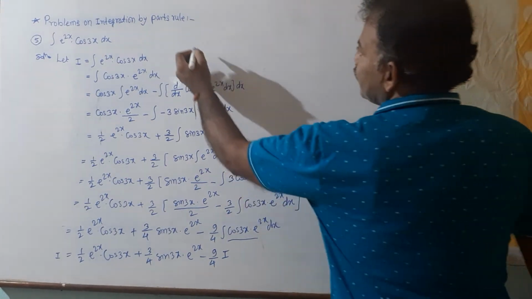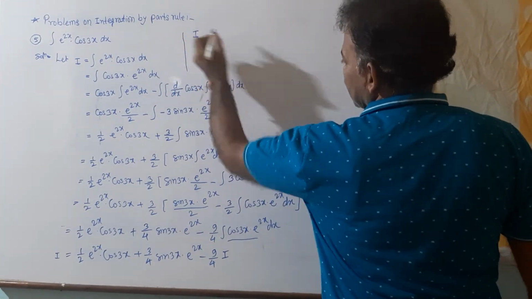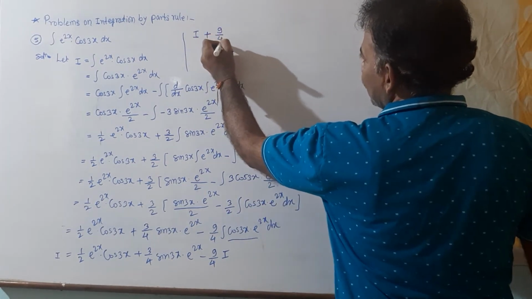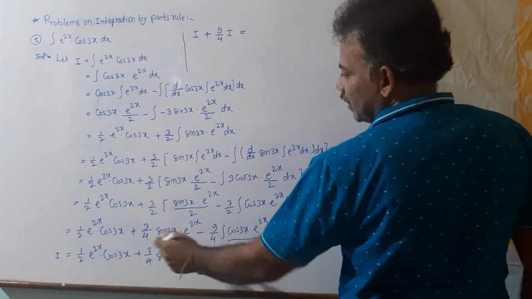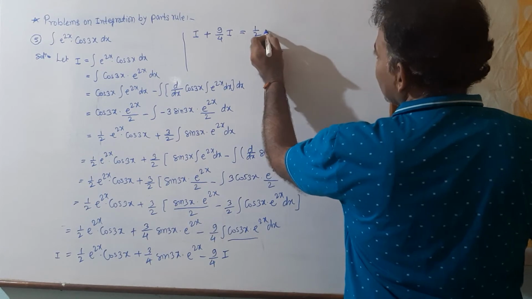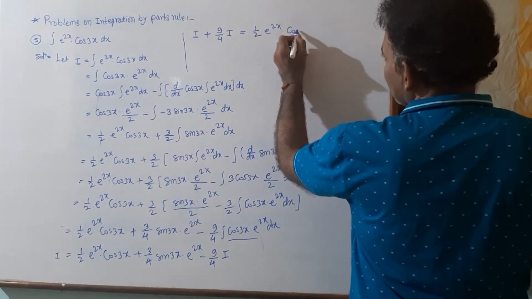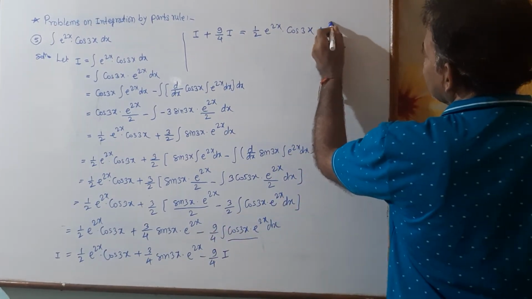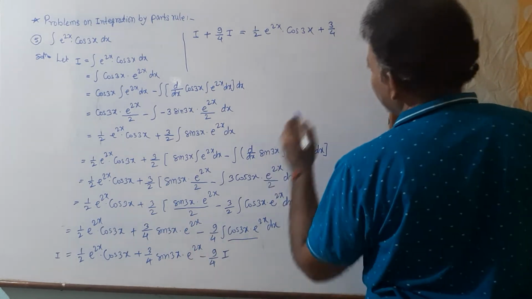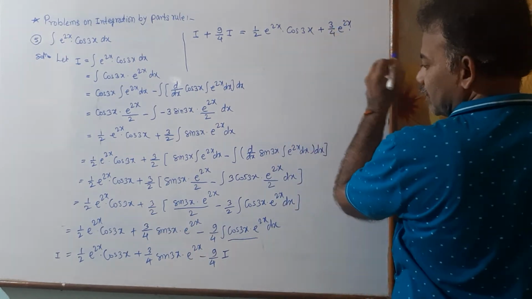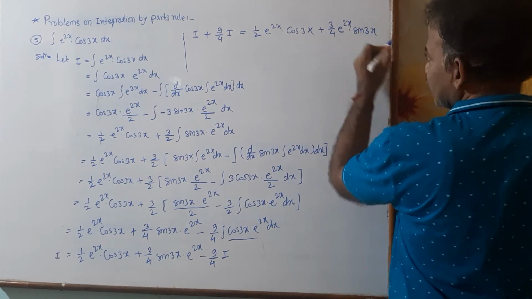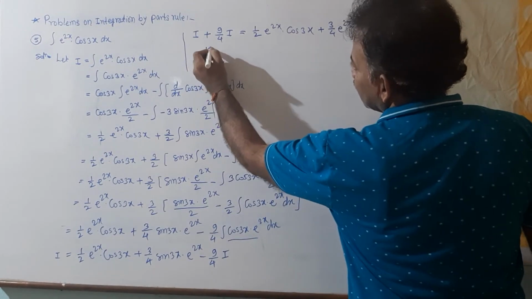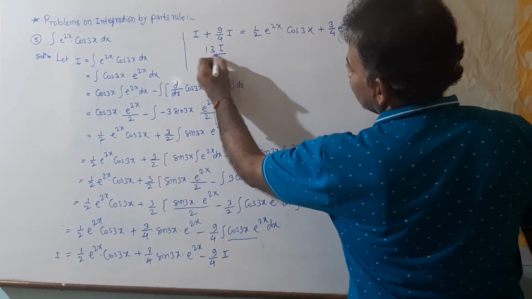So we get, it is equal to, left side is I. Take this minus 9 by 4 I on the left side. So plus 9 by 4 I equal to the right side, which is 1 by 2 e to the power 2x into cos 3x, then the second term plus 3 by 4. We can write e to the power 2x first, then sin 3x. Simplify left side, LCM 4, 4I plus 9I, that is 13I divided by 4.